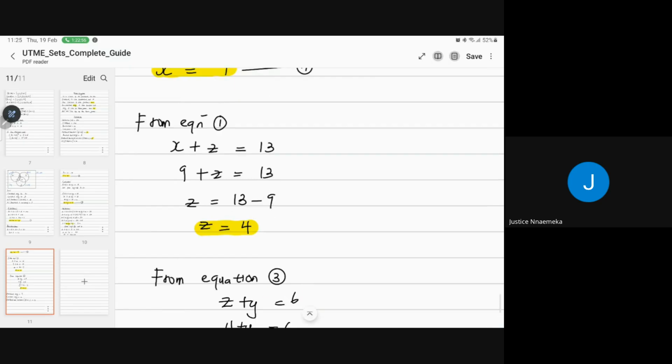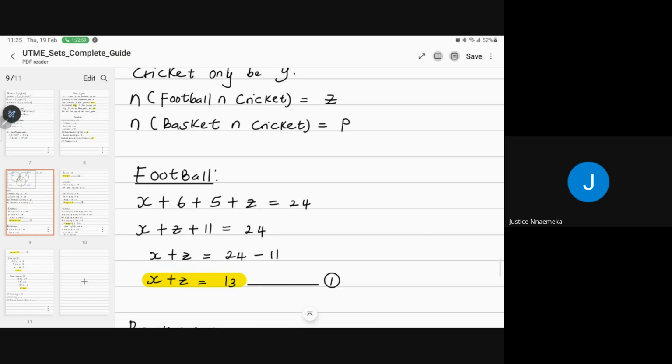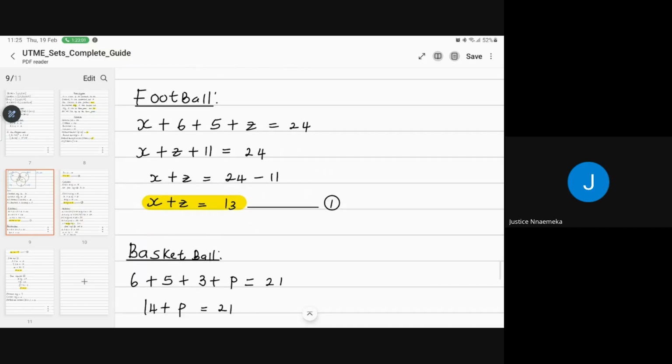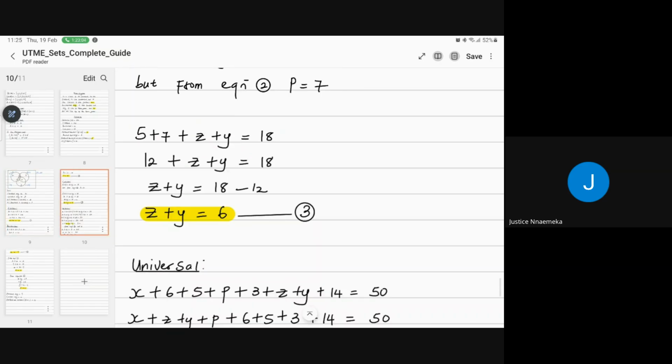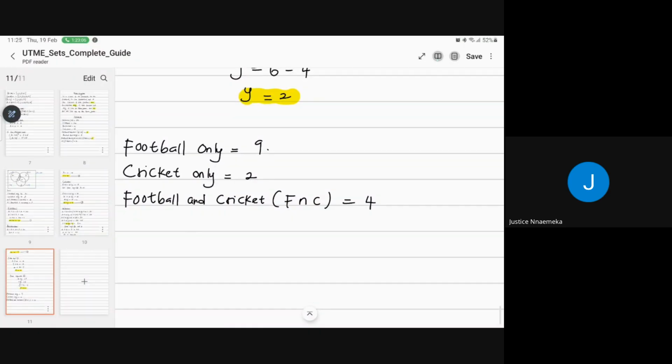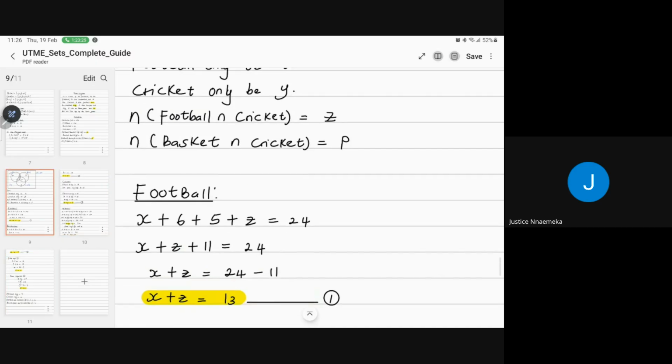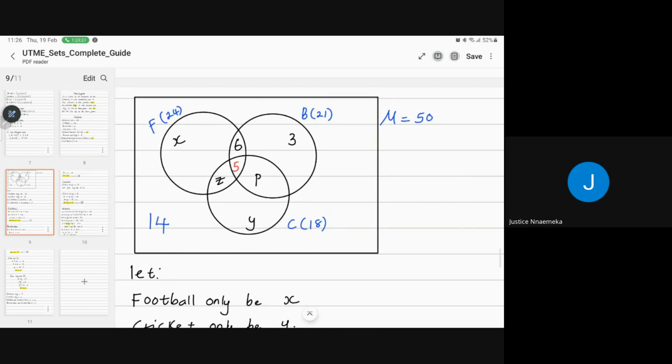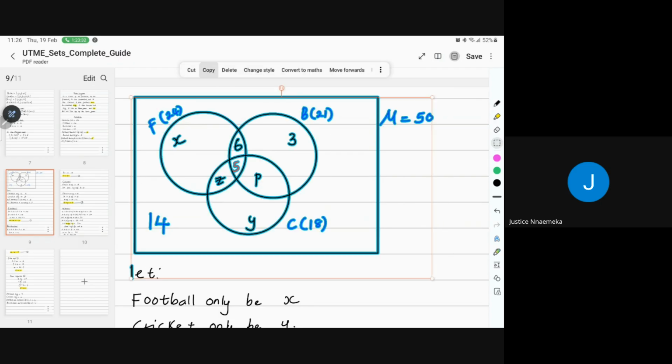That's football and cricket. Then basketball and cricket, we'll call it P. P is 7. So basketball and cricket, that is B intersection C, is equal to 7. So now we can put up our diagram and complete our diagram, so that the missing values will now be included right there.